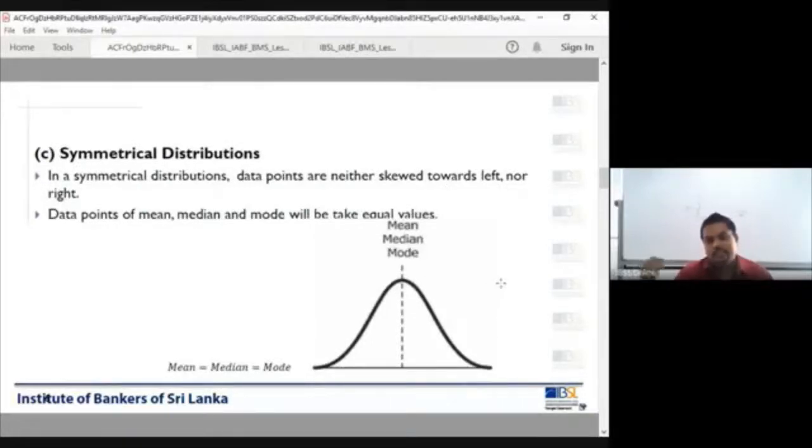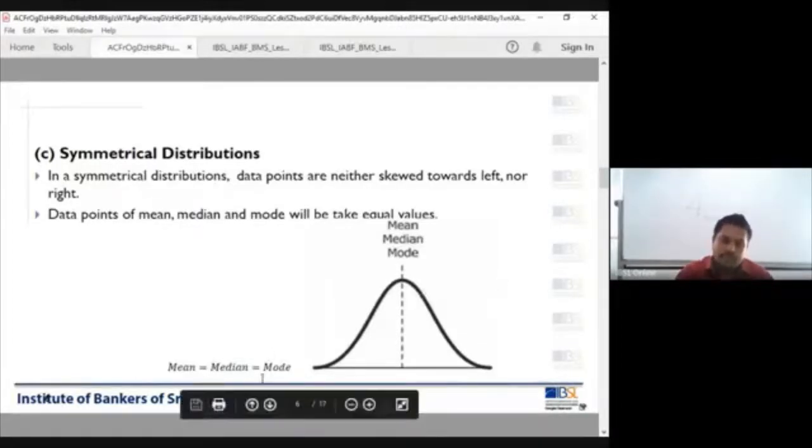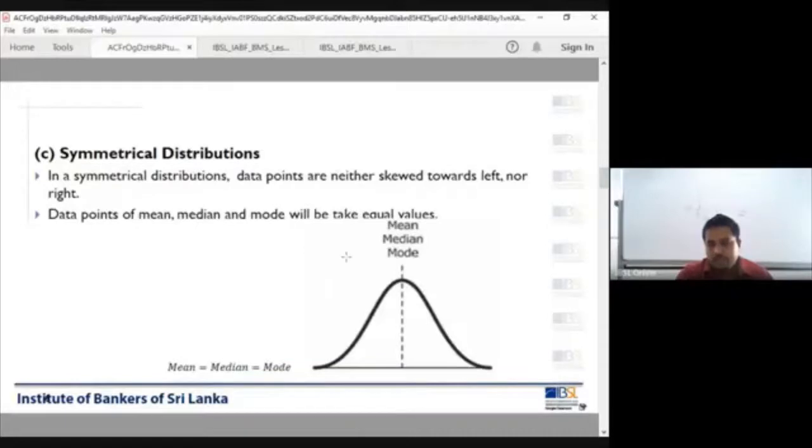This is what we discuss. We don't want to take more time here. If the distribution is symmetrical 50-50, you may see mean, median, and mode will be almost overlapping to each other. It will come approximately to near similar values. Mathematically equal values. Mean equals median equals mode. That's what we have written here. In a symmetrical distribution, data points are neither skewed towards left nor towards right. Data points of mean, median, and mode will take the equal values. That's about the discussion on the skewness.